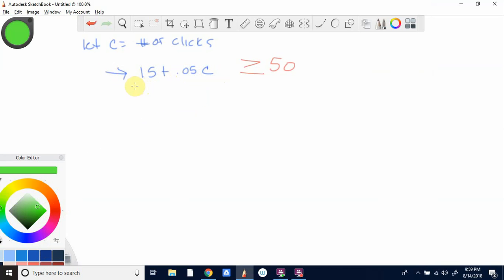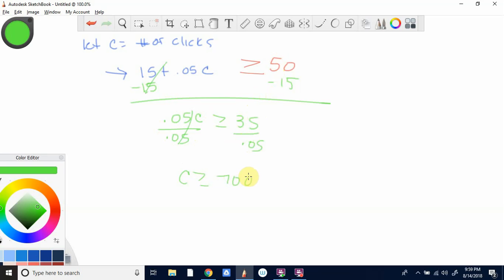Yeah, now we just use basic algebra. Minus 15. So you have 0.05C greater than or equal to 35. Now, we're subtracting, adding. We don't flip it, so don't get that confused. It's only when you multiply or divide. Know the two properties. All right, so now we're going to divide both sides by a positive 0.05. So I'm left with C greater than or equal to 700.